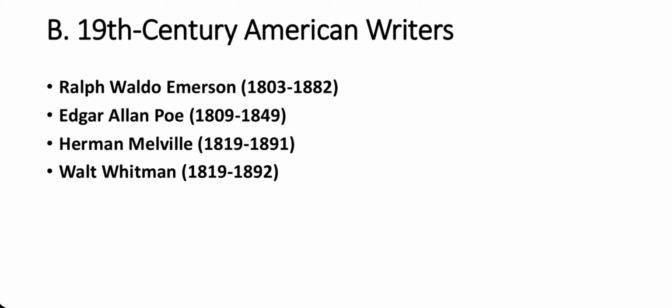We start with the foundational period of early American literature. Key figures from this era include Washington Irving and James Fenimore Cooper. The 19th century saw a flourishing of diverse literary voices, and here are some of the key writers. Ralph Waldo Emerson, a leading figure in transcendentalism, known for essays like Self-Reliance. Next is Edgar Allan Poe, master of Gothic fiction and horror, famous for The Raven and The Tell-Tale Heart.